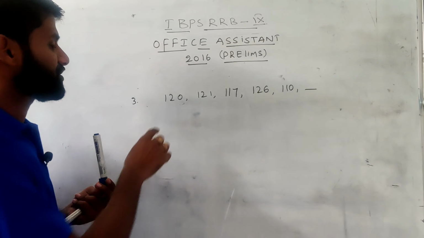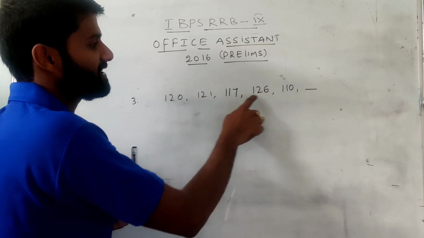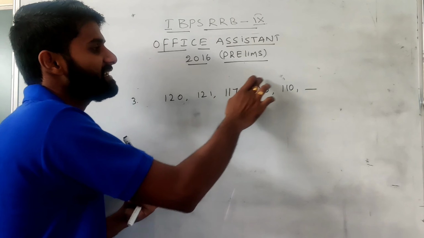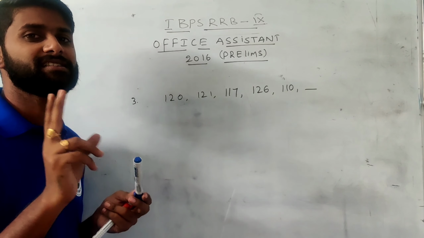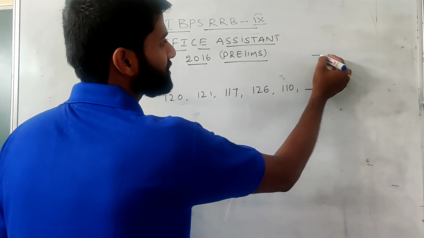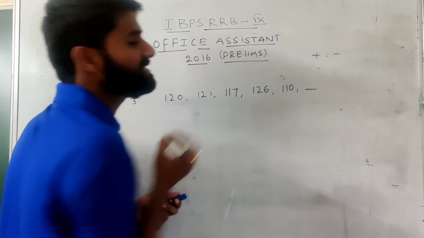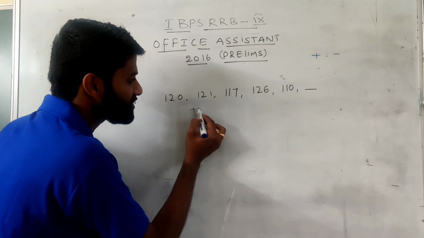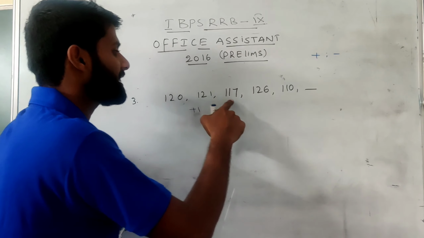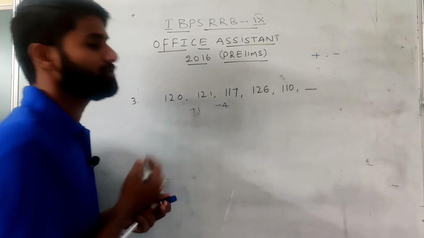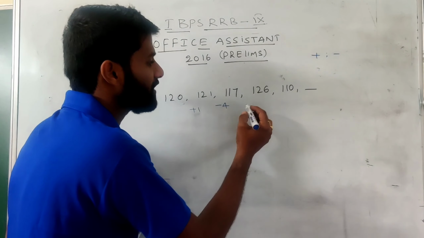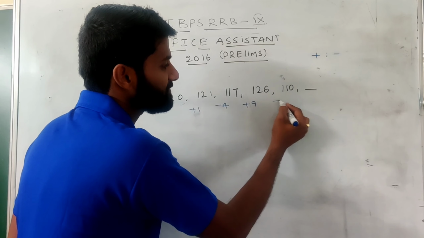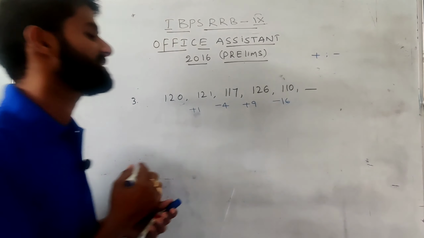You just see the third question: 120, 121, 117, 126, 110. See, the numbers increase, decrease, increase, decrease. Definitely we are performing two operations, addition and subtraction. 120 becomes 121, we add 1. 121 becomes 117, we decrease by 4. 117 becomes 126, we add 9. 126 becomes 110, we decrease by 16.